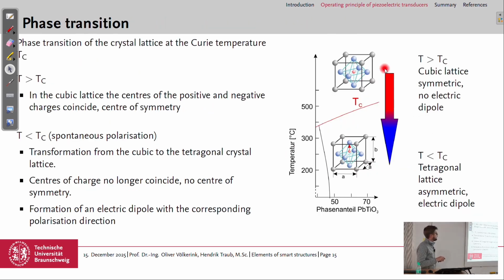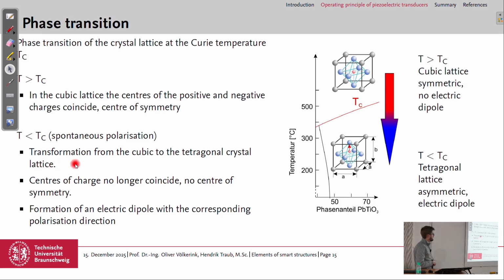So for the cubic lattice, if we are above the Curie temperature, we have no electric dipole, so no piezoelectric effect. Because in the cubic lattice, the center of the positive and negative charges coincide with the center of symmetry. So there's no piezoelectric effect. And if we cool it down below the Curie temperature, we get the spontaneous polarization.